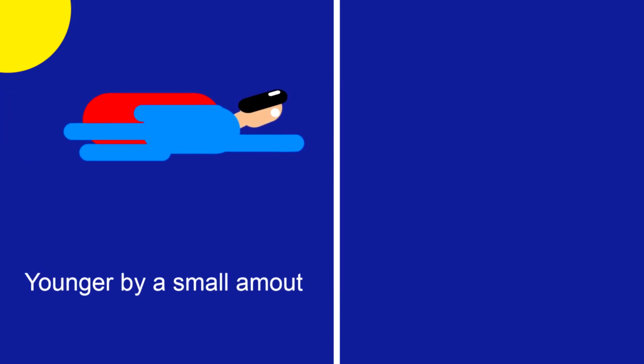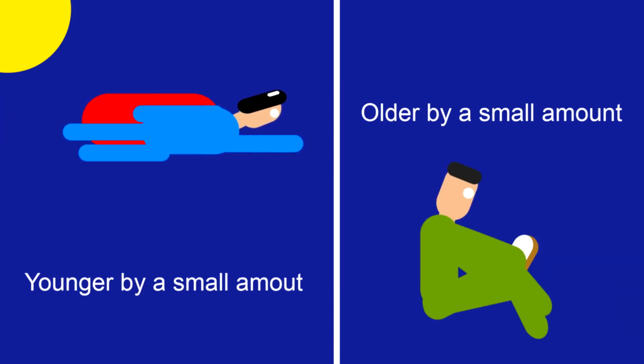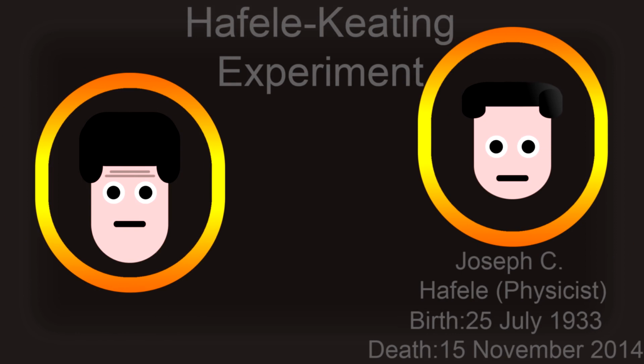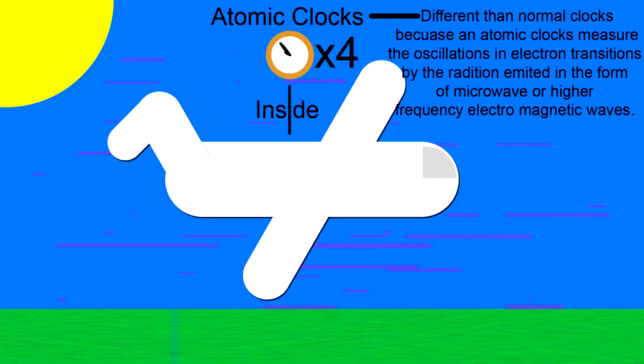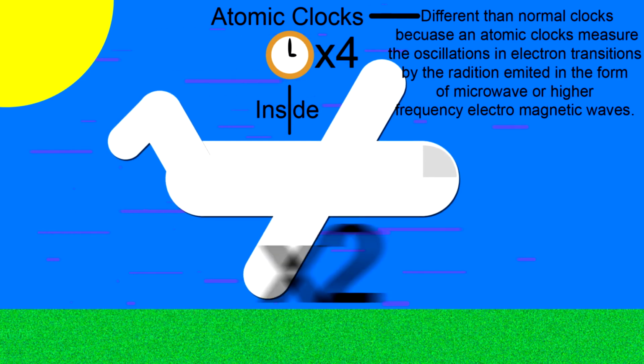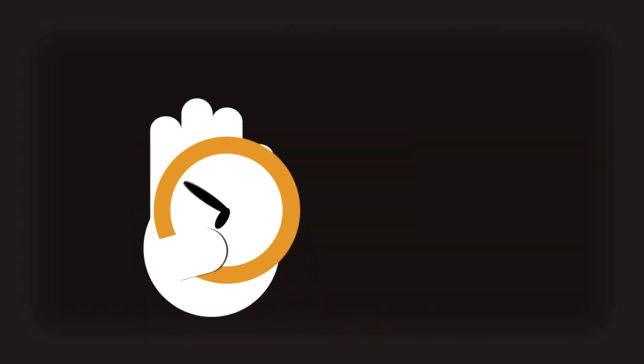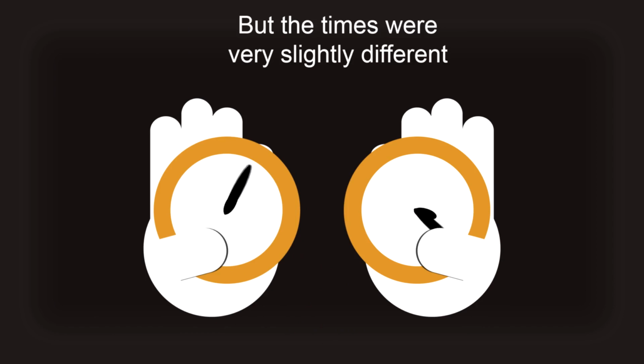When traveling at high speeds, your time will slow down more than that of a person sitting in one place. In the Hafele-Keating experiment, John C. Hafele and Richard E. Keating took 4 atomic clocks aboard a plane and flew around the world twice. Then they compared the clocks to the clocks on the ground and found that the clocks disagreed with one another and had different times.